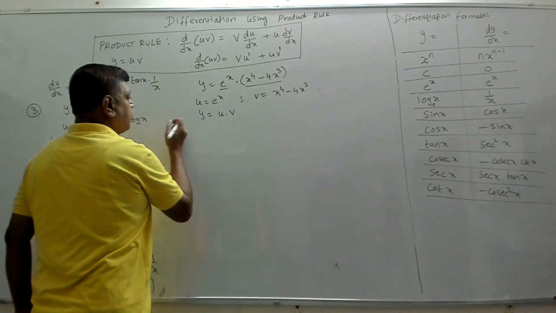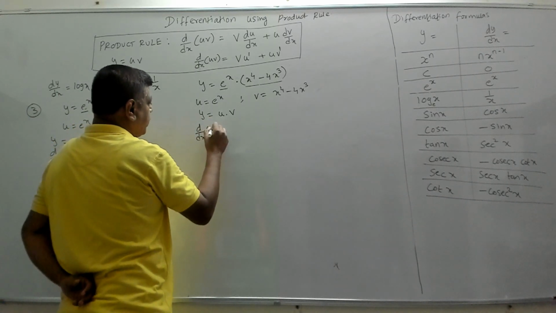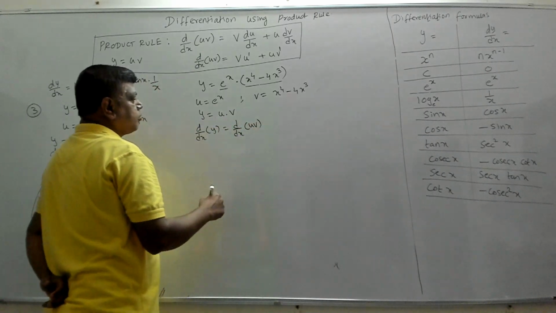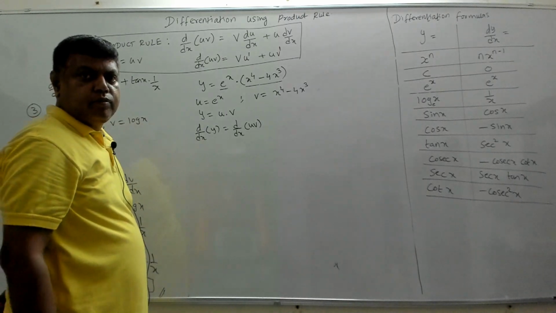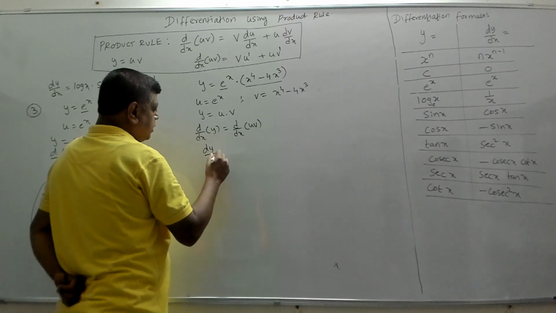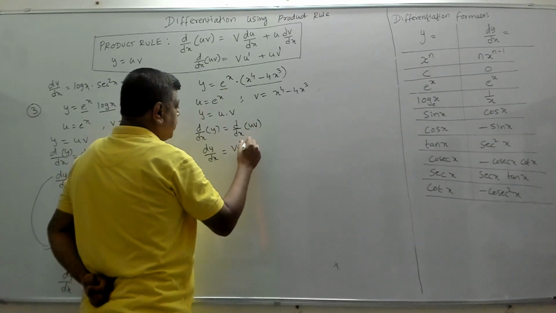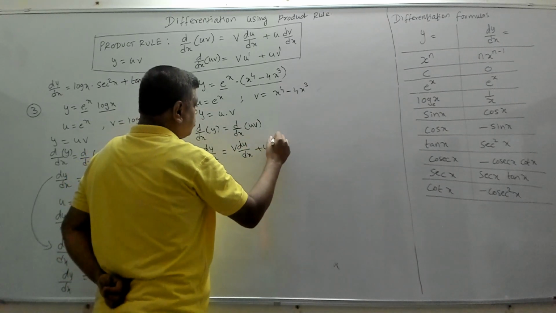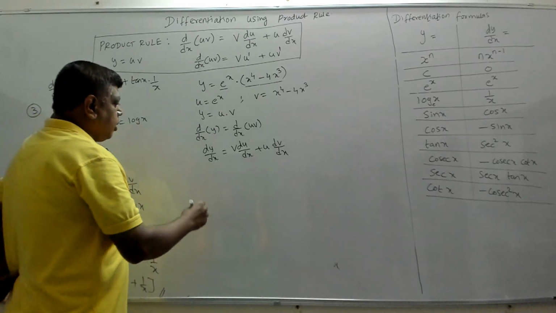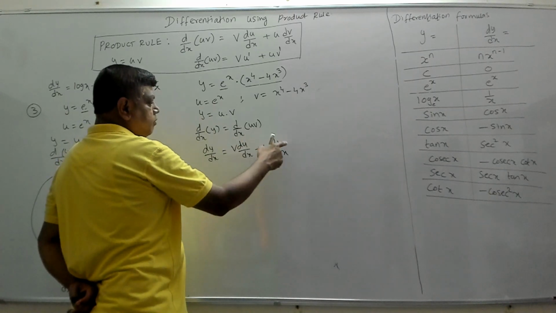Fine. Now we just differentiate this. So this will become d by dx of y equal to d by dx of uv. U dot v means uv. Now, this becomes dy by dx is equal to, now d by dx of uv is this formula, v du by dx plus u dv by dx. Now let's go and find du by dx and dv by dx. Then we have to substitute in this.